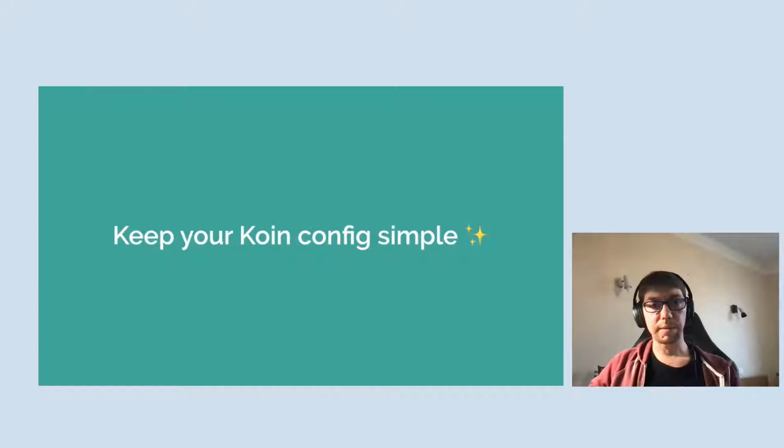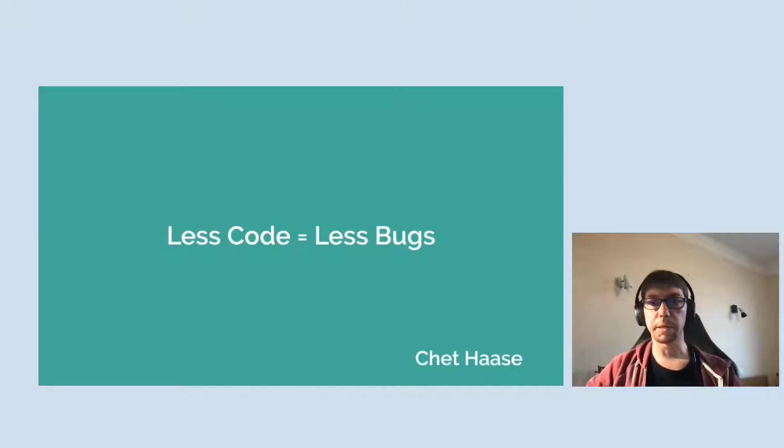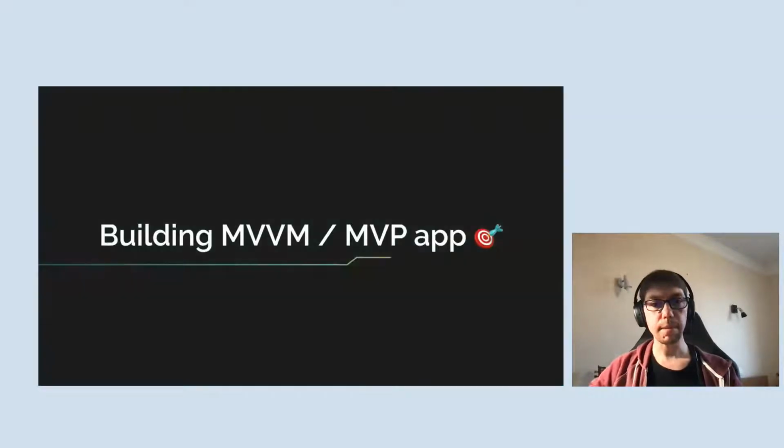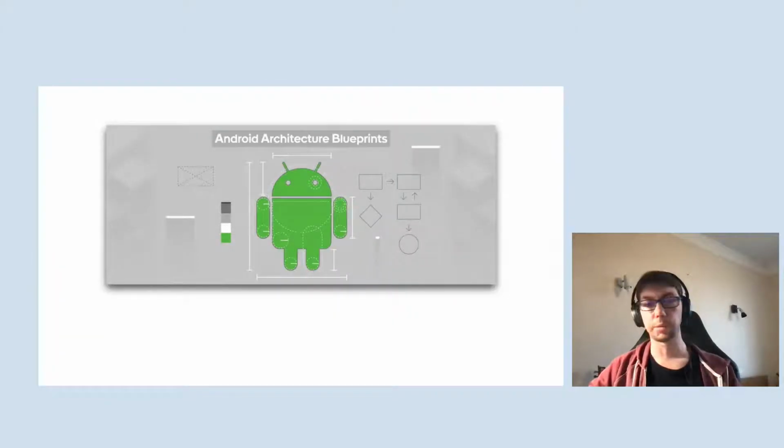Finally, just one thing: keep your Koin configuration simple. Less code equals less bugs. It's a quote from Chet Haase, a well-known Google engineer, and I like it because this is also the way that we have developed Koin. Finally, we want really simple things, a simple DSL to express things, and we want you to write as little code as we can. But let's dive into real application samples to really understand what we are doing today.